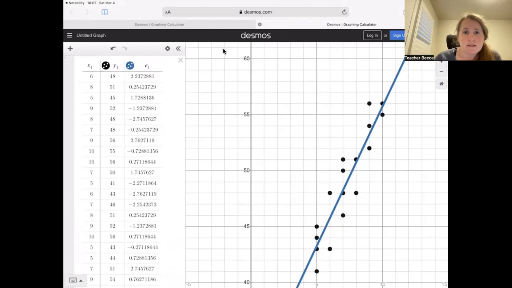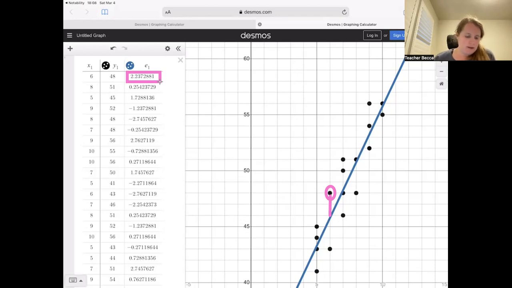The point at (6, 48) is this point here at 6, a little above our line. And if we look at that vertical distance from the line to that point, it's a little over 2. So that distance of 2 is precisely what this 2.237 is referring to. So those E1s are our errors, how far off each point is from the line. Points above the line have a positive error. Points below the line have a negative error.